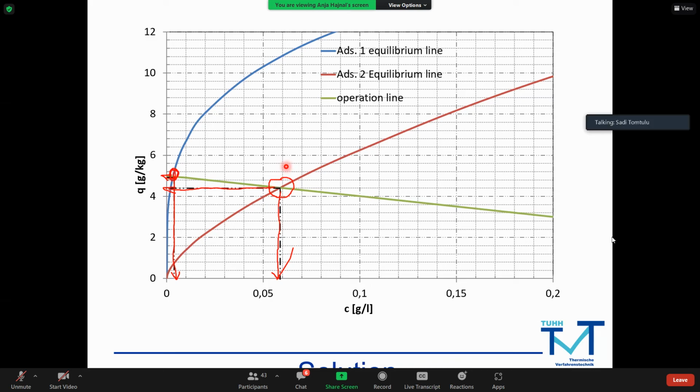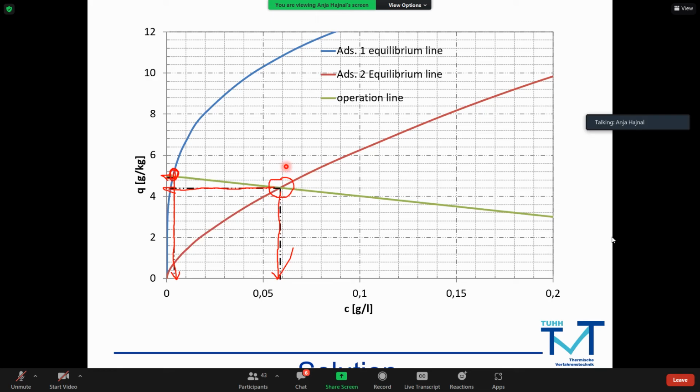Adsorbent 1, because for low concentrations we can get very high loading. Yes, that's it. And also in this specific case with our operating line, we end up with a much more purified solution, much more removed from our solution, and we adsorb more. So yes, this is true. Adsorber 1, because we get more loading compared to what is in the solution, and with adsorber 2. That's true.